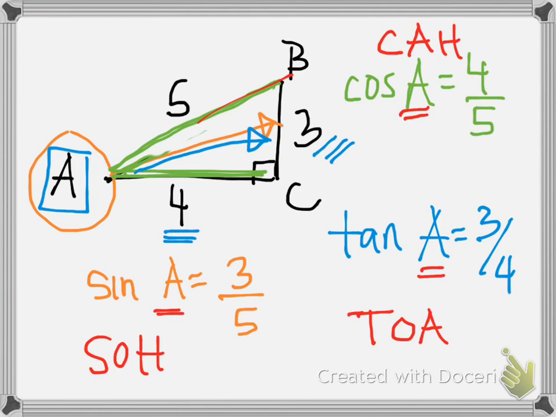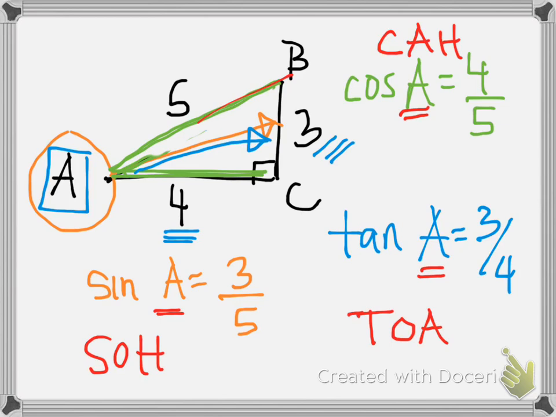So I did sine of A. So sine is the opposite side, 3, over the hypotenuse. This is how you memorize it. So sine is opposite over hypotenuse. Then you got cosine. I'm talking about angle A. You have to know what angle you're talking about. Angle A. Cosine is adjacent, which would be 4, over hypotenuse, which is 5.